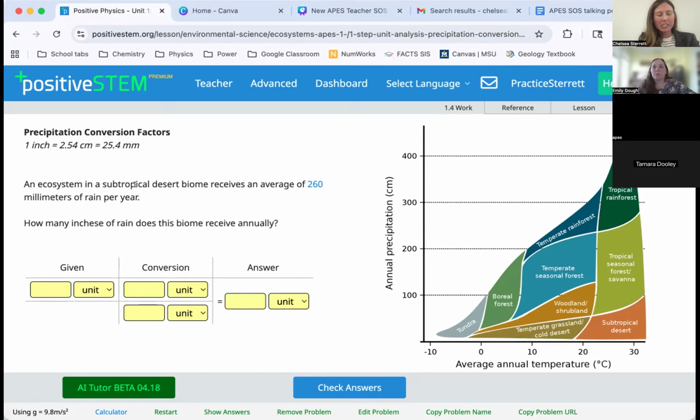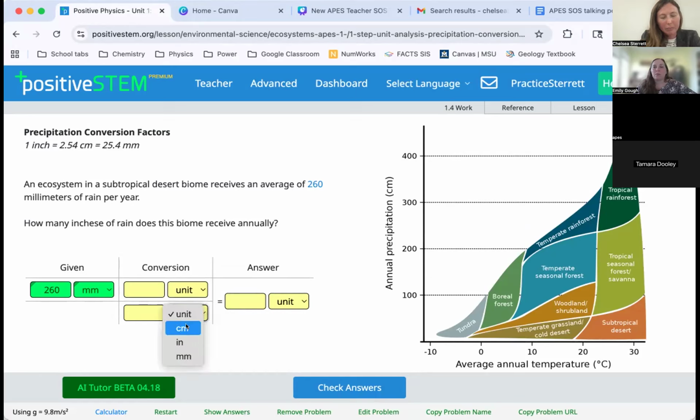An ecosystem in a subtropical desert biome receives an average of 260 millimeters of rain per 1 year. How many inches of rain does this biome receive annually? And so they can start out with this little scaffolding and put in their given and check to see if they're getting the right answer. And then figure out how to do their conversion.